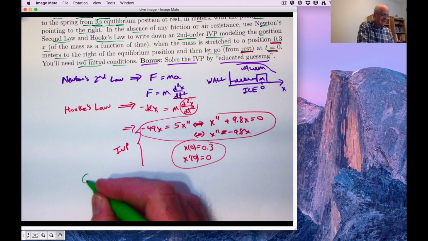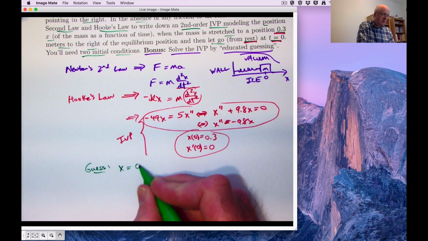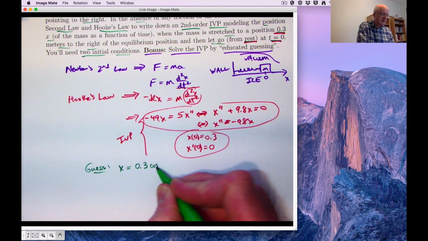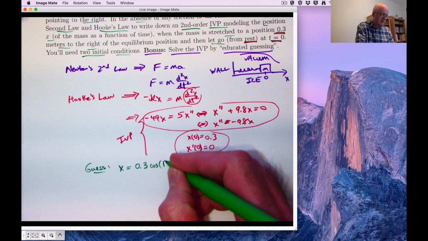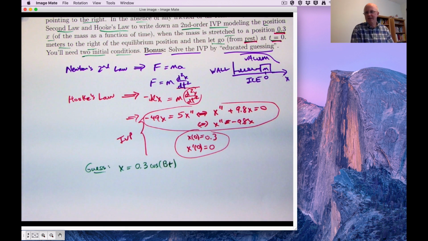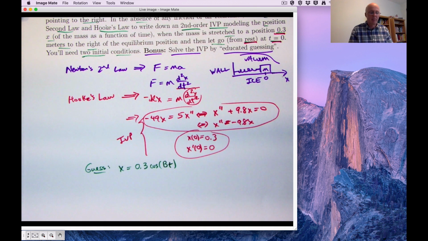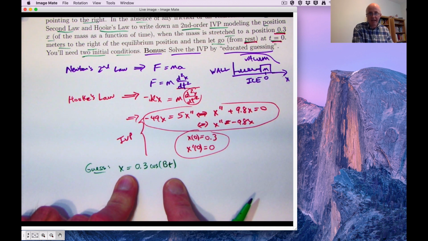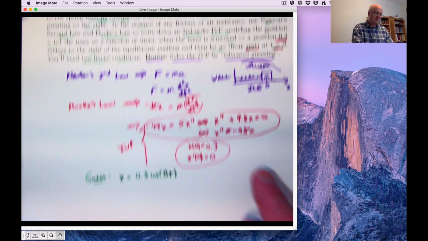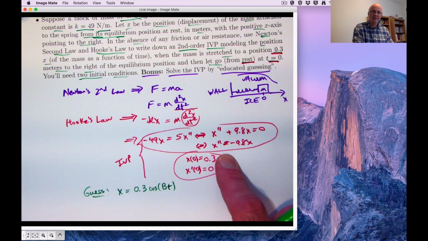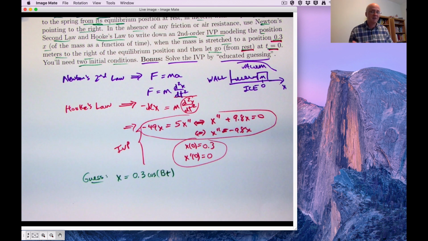I'm going to just go ahead and guess x equals, and I'll use the 0.3 right away, 0.3 cosine of something times t. It's not clear what the something should be. I'll call it b, but I'm going to need to solve for b. For my Calc 2 students, this guessing is something you may not be able to do. But if I told you this was what to guess, then you should be able to solve for b. How? By plugging into the differential equation and setting both sides equal to each other. You want them to be equal for all t, and that allows you to find b.